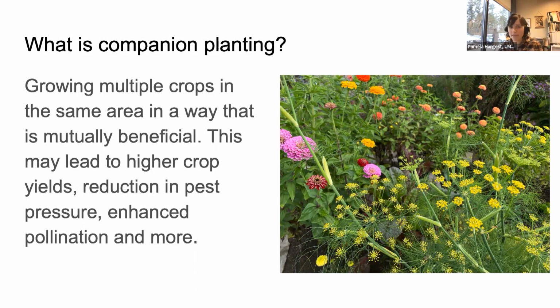And if it's helpful, I'm happy to share my slides afterwards. There are some really good photos giving examples throughout. So this photo right here, you can get a sense for some companion planting. These are fennel flowers, just some fennel that we let go to seed, and it's intermixed with some zinnias, and there's also some Swiss chard in the center here that's a little bit smaller.